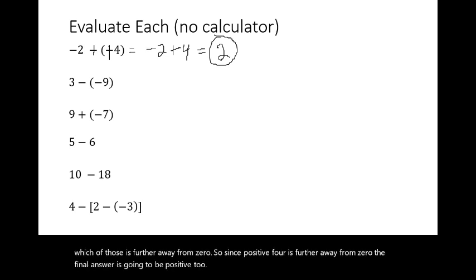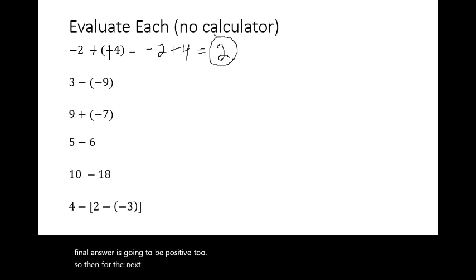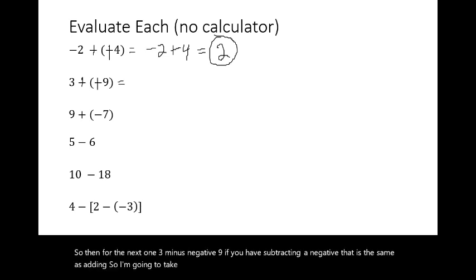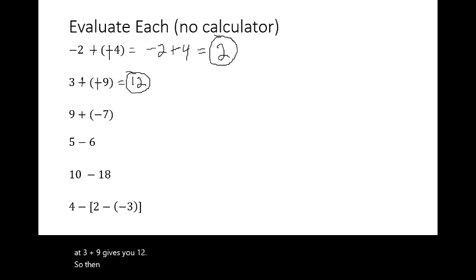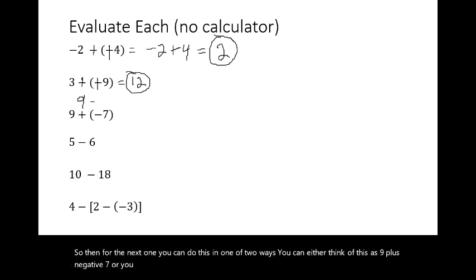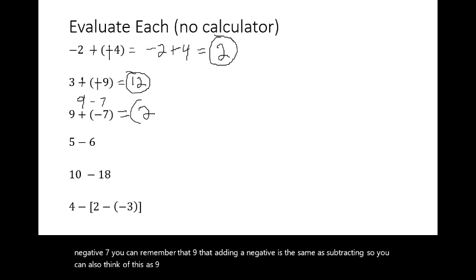Then for the next one, 3 minus negative 9, subtracting a negative is the same as adding. So I'm going to change it into addition, and 3 plus 9 gives you 12. Then for the next one, you can do this in one of two ways. You can think of this as 9 plus negative 7, or you can remember that adding a negative is the same as subtracting. So you can also think of this as 9 minus 7, which gives you positive 2.